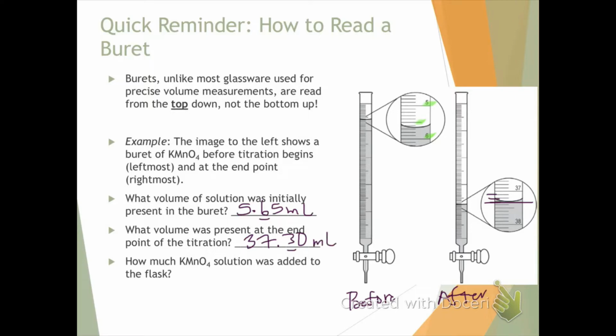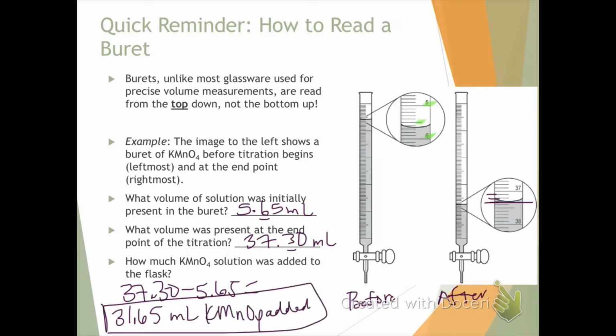Then the important part here is knowing how much potassium permanganate was added to the flask so that we can determine the moles of potassium permanganate that we used. So final volume minus initial volume will tell us how many milliliters of potassium permanganate we did in fact use in this titration. So we find that 31.65 milliliters of potassium permanganate was added.